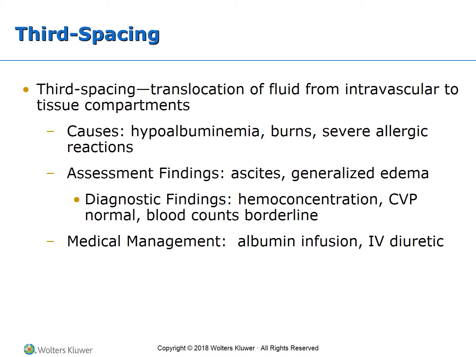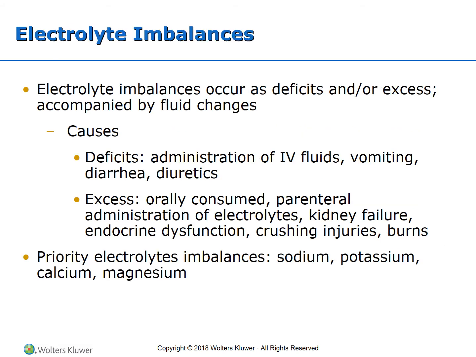All right, so now we're going to talk about electrolyte imbalances. Electrolyte imbalance occurs because there's a deficit or excess, usually accompanied by some type of fluid change. Electrolytes have charged particles in solutions, and these charged particles are cations or anions, right? Electrolytes are an integrated part of our metabolic and cellular processes.